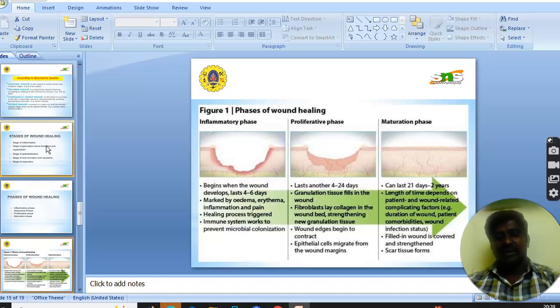The next is the maturation phase. This phase lasts up to 21 days. Further, it can take up to 2 years to cure, depending on the wound nature. The length of time depends on the person and wound-related complication factors, for example, duration of the wound, patient comorbidities, and wound infection status. The filled-in wound is covered and strengthened, and scar tissue forms.